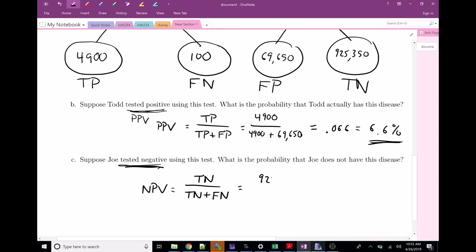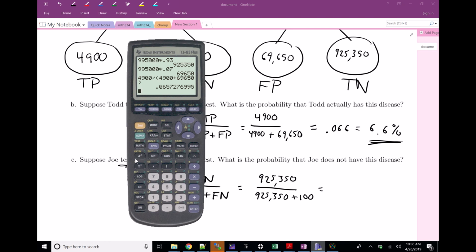So in this case, our true negatives are 925,350. But then we also have some false negatives. We have an extra 100 or so. So, okay, again, I'm going to get out my calculator here. And let's see, 925,350 divided by, and this is where we need to use our parentheses here. And again, 925,350, but then we have adding on an extra 100 people who have some false negatives.